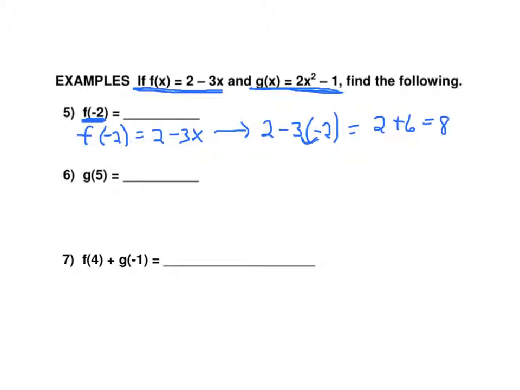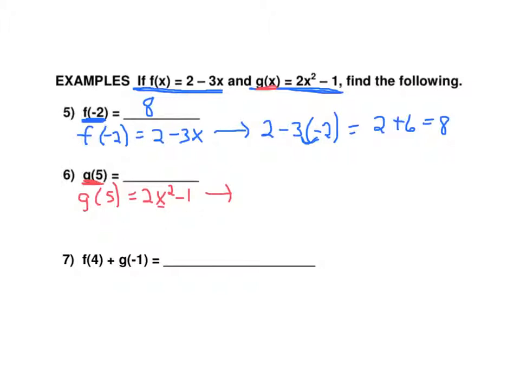So f of negative 2 is equal to 8. On number 2, you have a g problem, so g of x. So you're only going to work with the g problem, not the f problem. So g of 5 is going to be equal to 2x squared minus 1. So all I do is substitute the x with the 5.